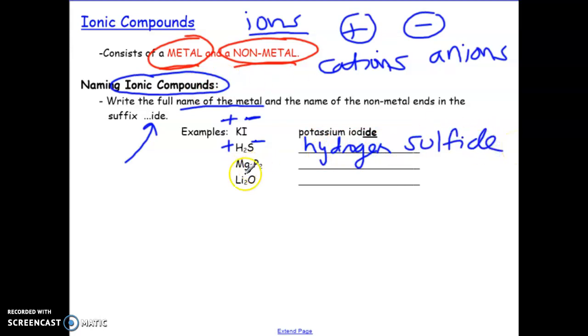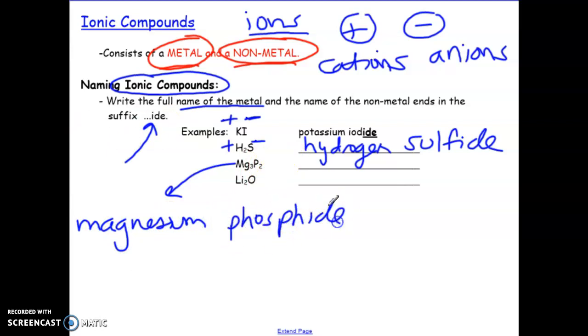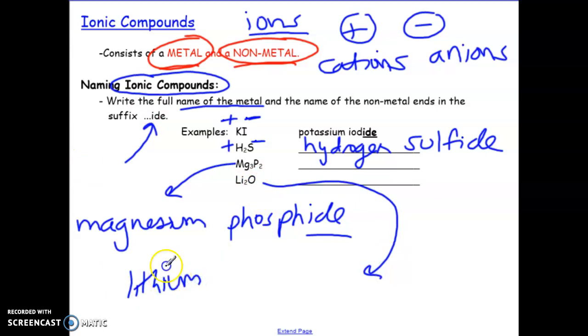Okay, so pause the video, give these next two a try. We have magnesium and phosphorus, and lithium with oxide. Magnesium, remember the name of the metal does not change. Phosphorus actually becomes phosphide, okay? And then lithium and oxygen becomes lithium oxide, okay?